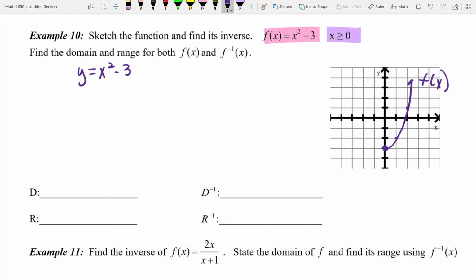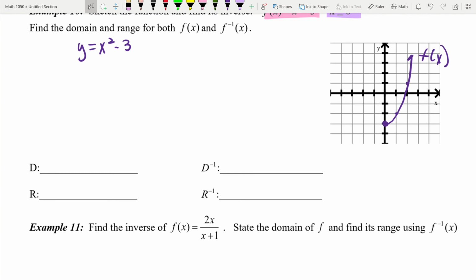Domain, start at the left, move to the right. I'm going to write this in inequality form. Do this with me. So we're going to go x is greater than or equal to 0. Then range is y. The smallest is negative 3, and it goes up from there. So y is greater than or equal to negative 3. Now I'm going to reverse them. So this is going to be y is greater than or equal to negative 3, and this is going to be x is greater than or equal to 0.